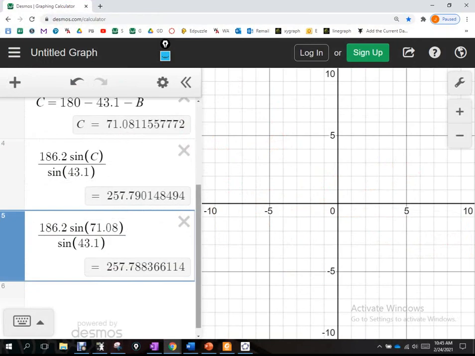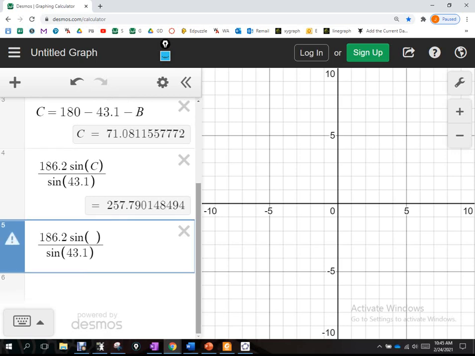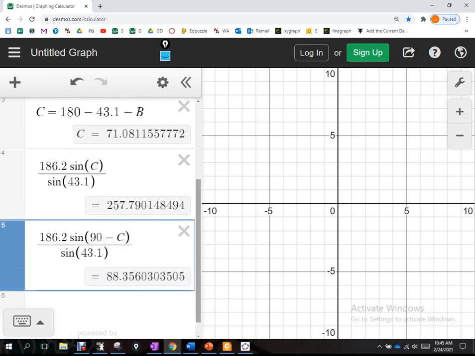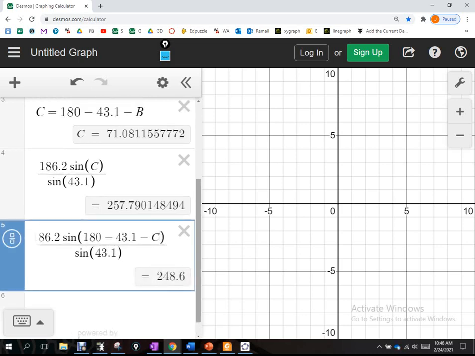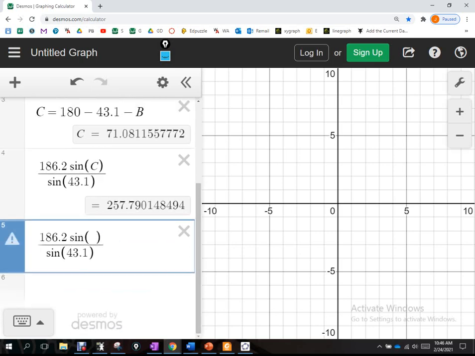I'm going to go back up to this, and really now I can just type in 22.72 here. Or if I really wanted to be creative, I could take 90 minus C. Nope, that's not right. Not 90. What we had would be 180 minus 43.1 minus C. That's not working the way I want it to.